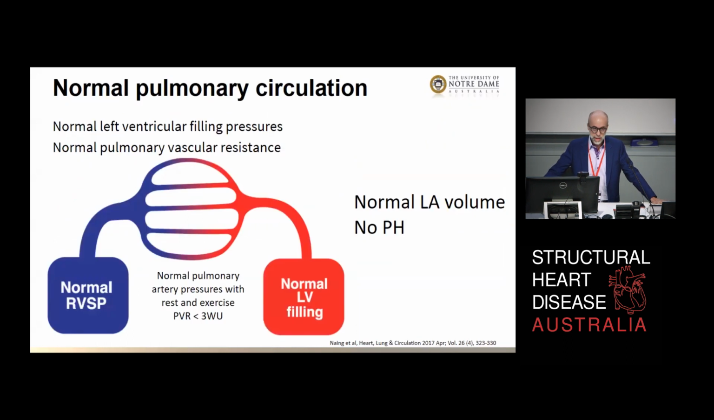So I just want to go through a really simple way of looking at this. If you imagine that you've got a normal set of parameters, you've got normal left ventricular filling, normal pulmonary veins, normal pulmonary capillaries, normal pulmonary arterioles and arteries, and a normal right ventricle, then basically you've got an entirely normal circuit. So the left atrial volume will be normal, and there won't be any pulmonary hypertension.